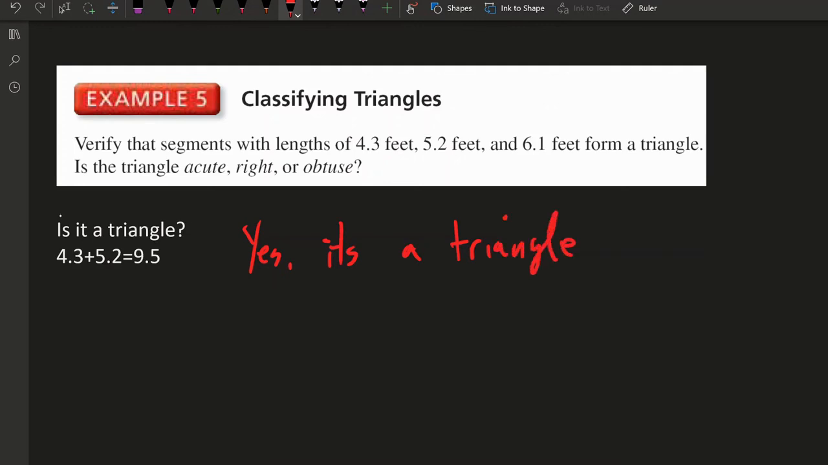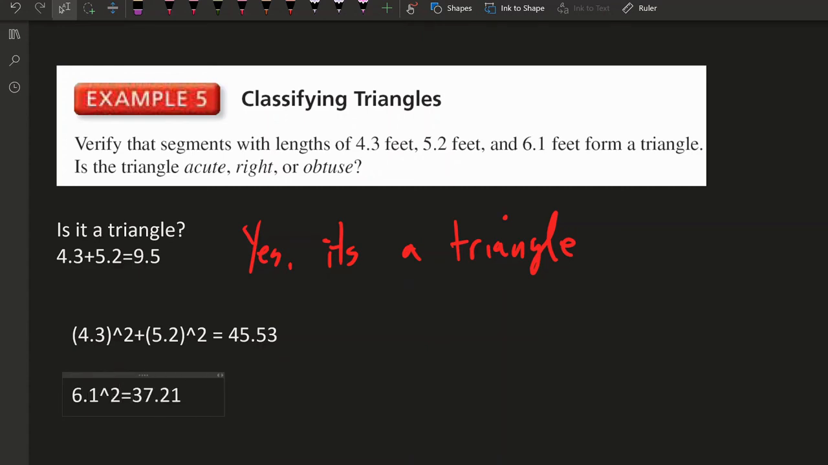Now, is it acute, right, or obtuse? Okay, so in that case, I need to do 4.3 squared plus 5.2 squared, and that is equal to 45.53, and then I want to do c squared, which is 6.1 squared, 37.21. So in this case, I get a squared plus b squared.